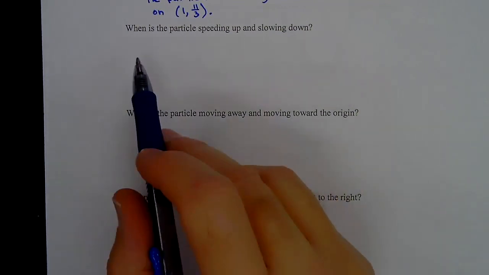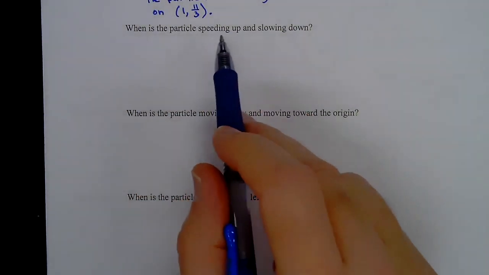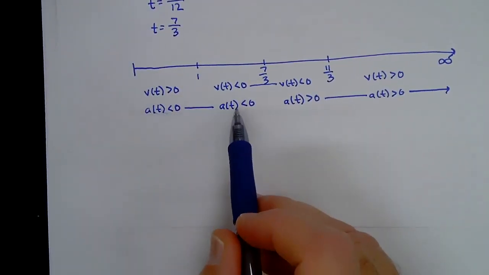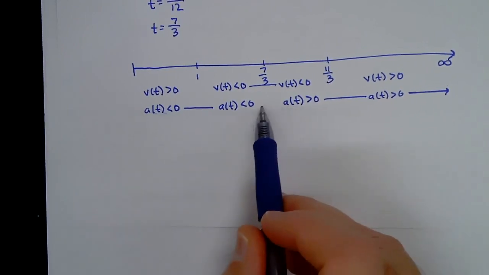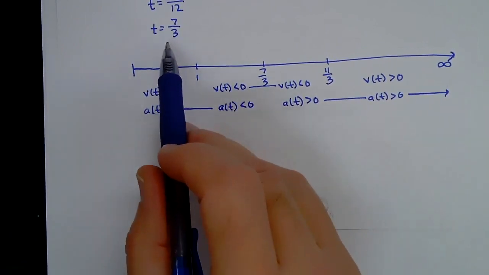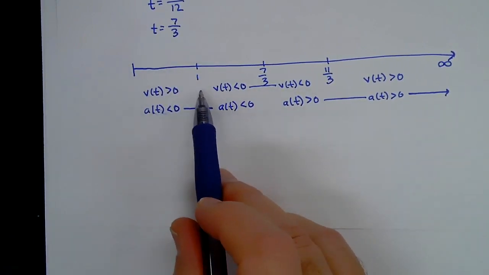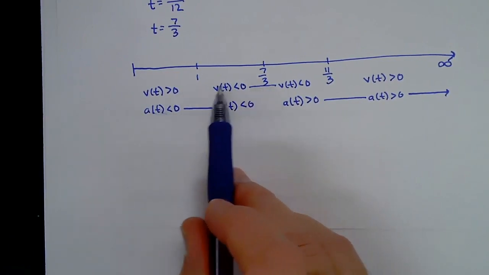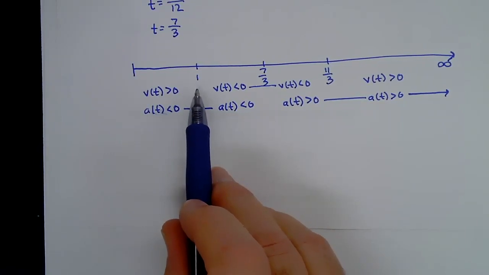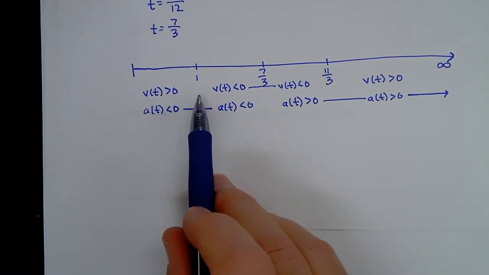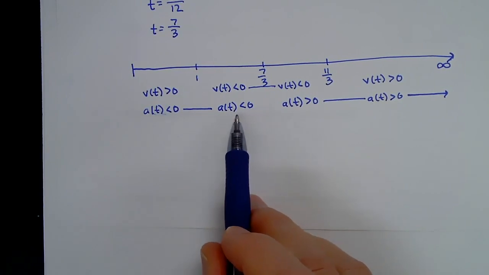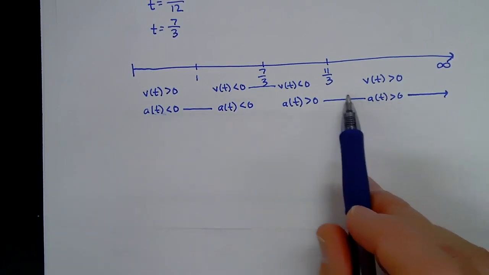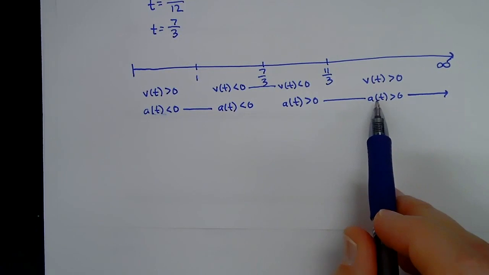So next what we want to do is find when the particle is speeding up, all right, and slowing down. So let's do the speeding up first, okay? It wasn't speeding up here, it is speeding up here, okay? And there's a change in the acceleration at 7/3, right? Because that's one of the critical values for the acceleration. So it is speeding up from 1 to 7/3, okay? And we don't include either one because the velocity isn't negative at 1, because it's 0. And also we don't include 7/3 because that's where the acceleration is 0. So everything in between 1 and 7/3, it's speeding up. And then over here from 11/3 to infinity, it's also speeding up, okay?